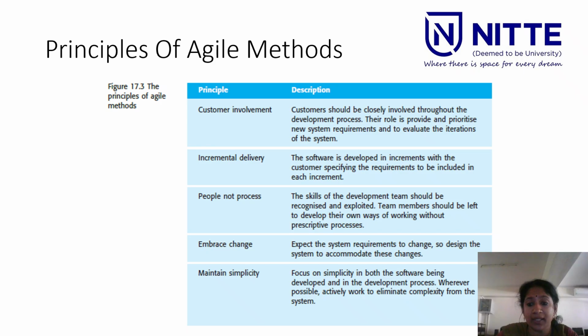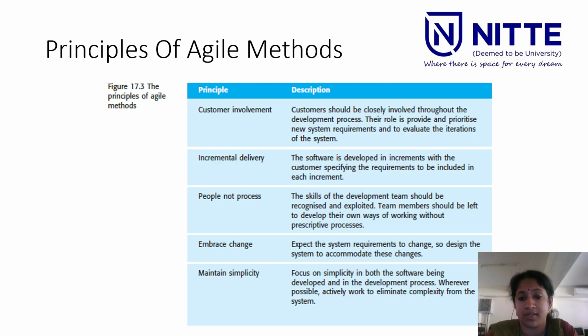So what are the main principles of agile methods? The first one is customer involvement. The customer should be closely involved throughout the development. Their role is to provide and prioritize new system requirements and evaluate the iterations. So complete customer involvement and incremental delivery. Software is developed in increments, with the customer specifying the requirements to be included in each increment.